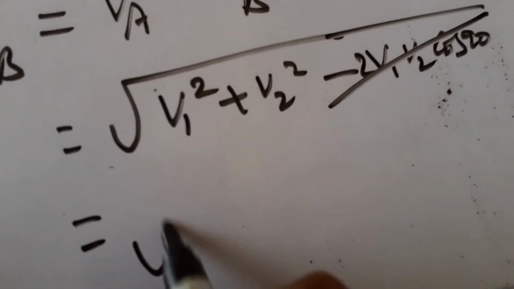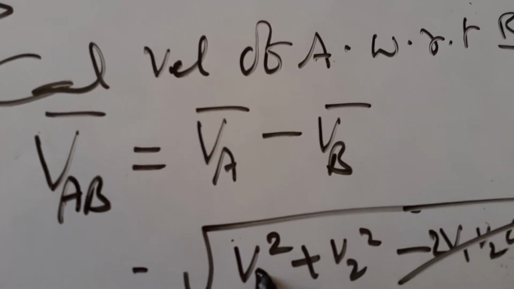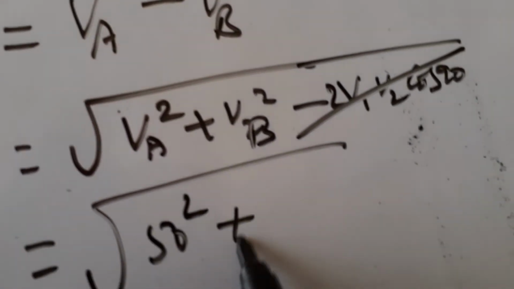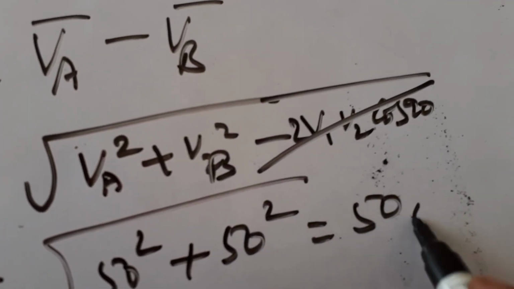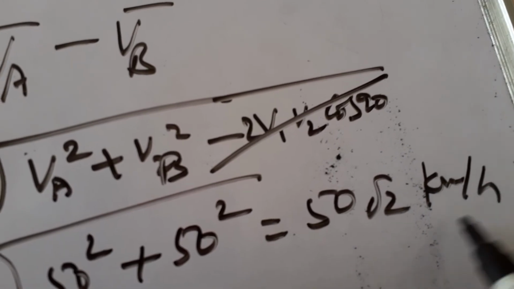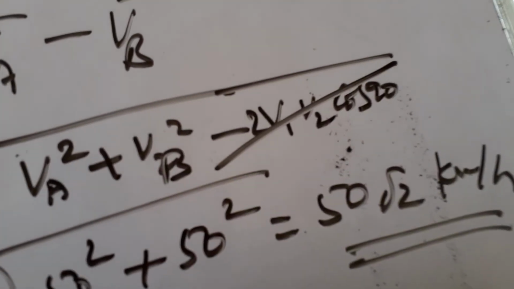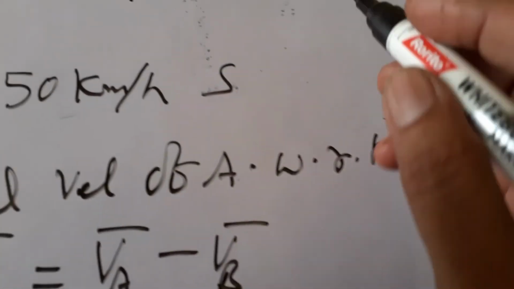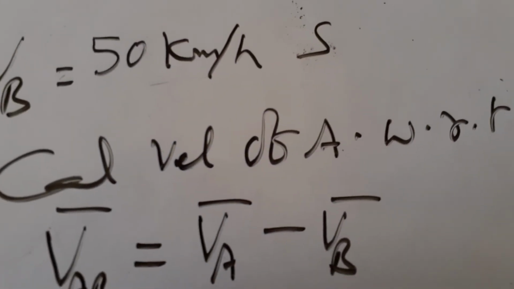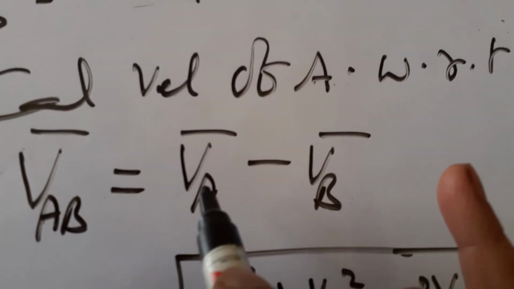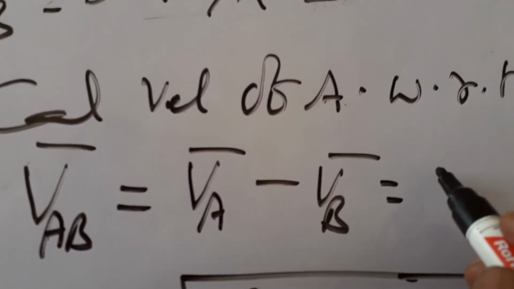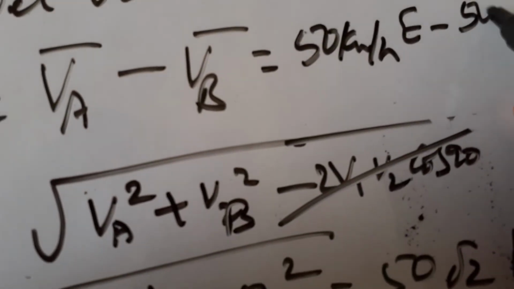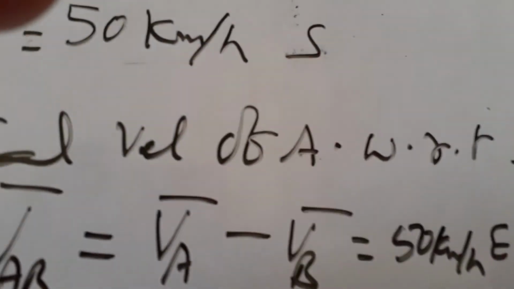So root of VA and VB, let us take them as VA and VB. So 50 square plus 50 square, that is 50 root 2 kilometer per hour. This is the magnitude of the subtraction of vectors. If you want direction also, this is another way. So velocity of AB is equal to VA bar minus VB bar. VA is 50 kilometer per hour east minus 50 kilometer per hour south.